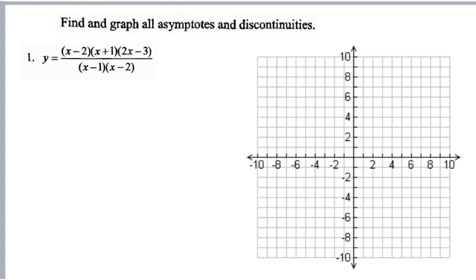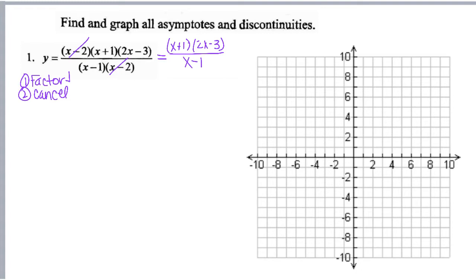So again, for our notes, first step, we need to factor. And then our second step, we need to cancel. All right, so here we're already factored. Now let's cancel what we can. And notice our x minus 2 is canceled. So the new function that I'm going to be working with is x plus 1 times 2x minus 3, over x minus 1.